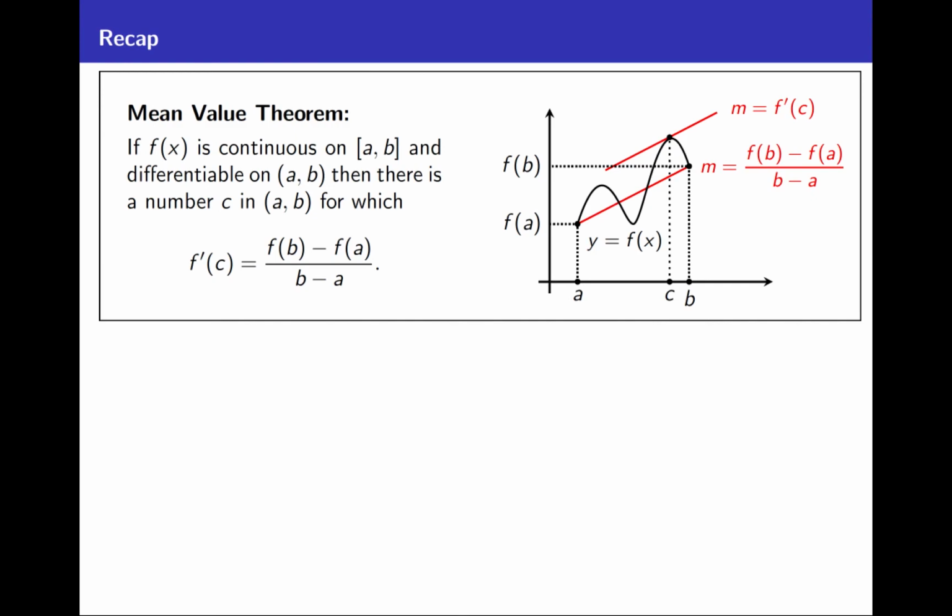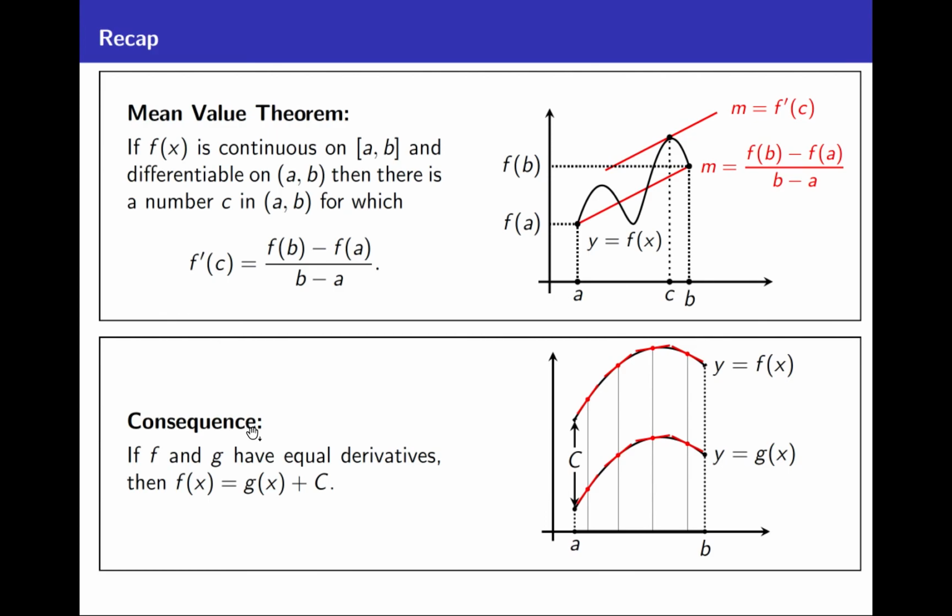So to recap, we've got the mean value theorem. If f of x is continuous on the closed interval from a to b and differentiable on the open interval from a to b, then there's a number c in the interval for which this equation holds. And we've got this clear picture of it here. It should be so intuitively clear, and I hope I've convinced you that you've really understood this for a long time. We've just put it into a precise language in today's lecture.